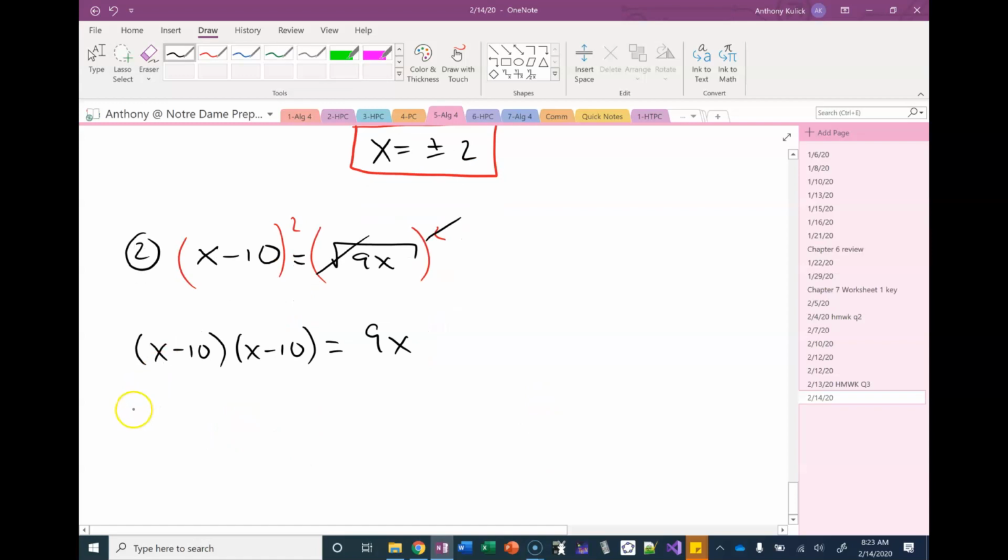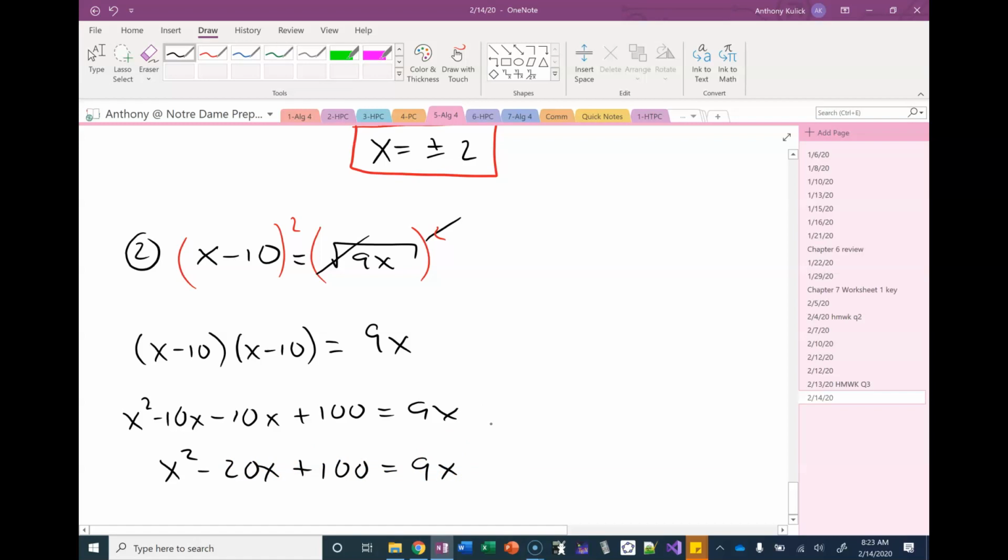Exactly right. So when I do that, that's what we get. Is that okay? Okay. And we'll just combine some like terms here. And then what do I want to do? Good. This is a quadratic equation. To solve this, it's got to equal 0. So let's subtract 9x from both sides.